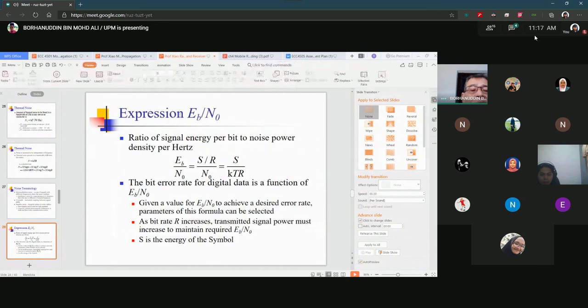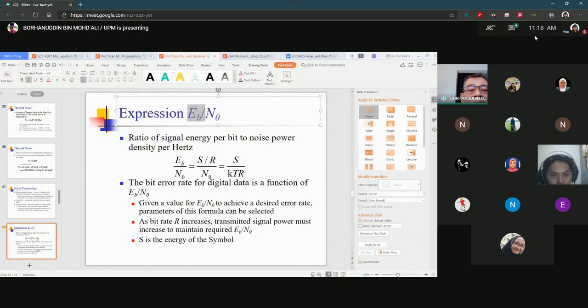In communications we have many controlling parameters in order to evaluate the performance of your system, and one of the controlling parameters is Eb over N naught. Essentially it's a signal to noise ratio. This is noise for sure, but Eb is the energy per bit. So the energy per bit is derived from the signal that we transmit.